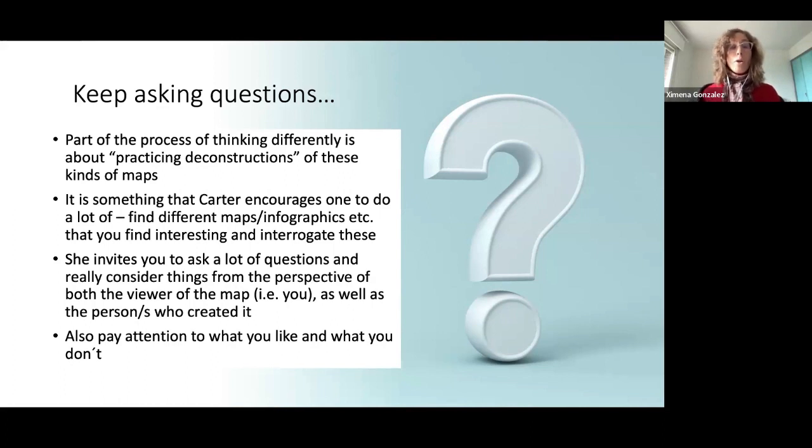So she invites you to ask lots of questions, and what's important is to consider things from the perspective of both the viewer of the map, right, you, as well as the person who created it. And also what's particularly important is to pay attention to what you like and what you don't like. What makes us interesting as human beings is we're not all the same. So what Mbeki might like, Millicent doesn't like. And that's also important to note, because you might be trying to target a group of people that have similar things that they like. And if you know that, then you can practice configuring your maps in a way that really appeals to them. Right.